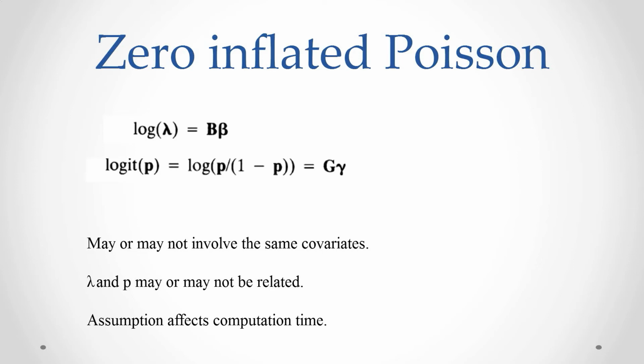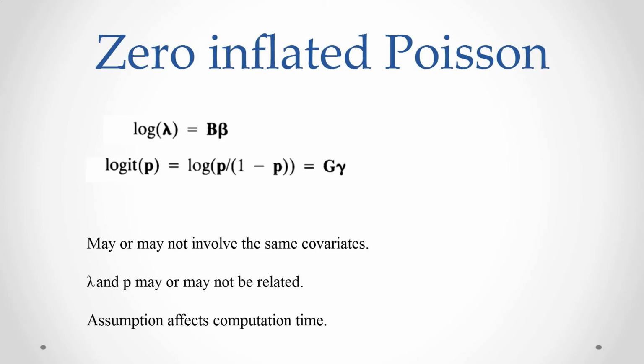We could, for example, have situations where B is equal to G, in which case zip regression requires twice as many parameters as Poisson regression. At the other extreme, we could have a situation where the probability of the perfect state does not in fact depend on covariates. In this case, G is a column of 1s only, and zip regression requires only one extra parameter than Poisson regression. We could also have intermediate situations.